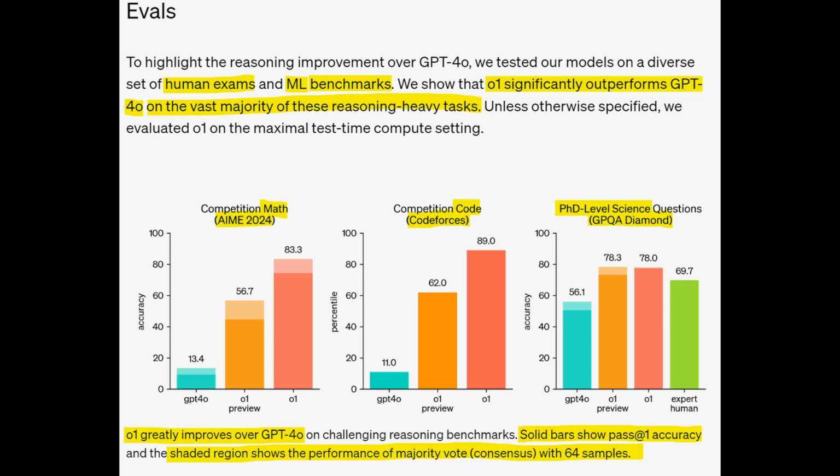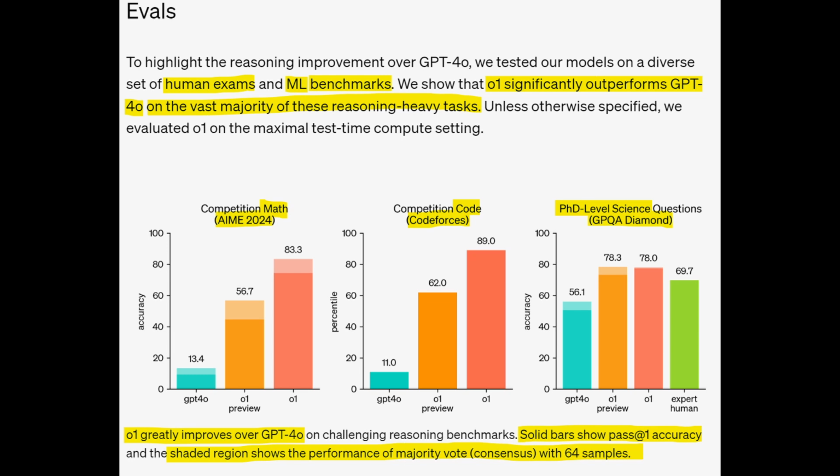Here we have a comparison with GPT-4o, O1 preview, and O1 on AIME 2024 and Codeforces, which are math and code reference competitions respectively, and the GPQA Diamond benchmark used for evaluation on PhD-level science questions. Solid bars show pass at 1 accuracy, and the shaded region shows the performance of majority vote with 64 samples. Based on the diagrams, we see that O1 significantly outperforms GPT-4o on the vast majority of these reasoning-heavy tasks.